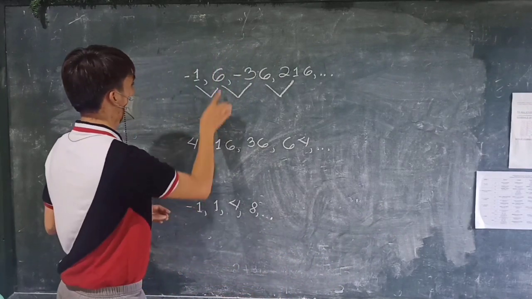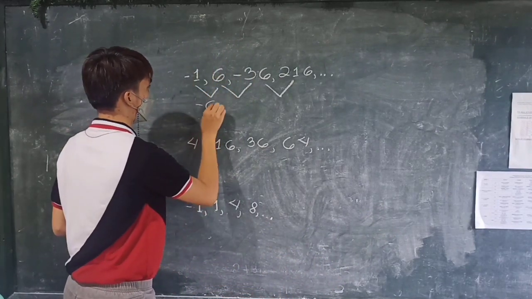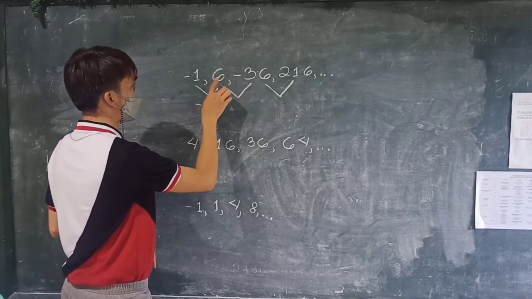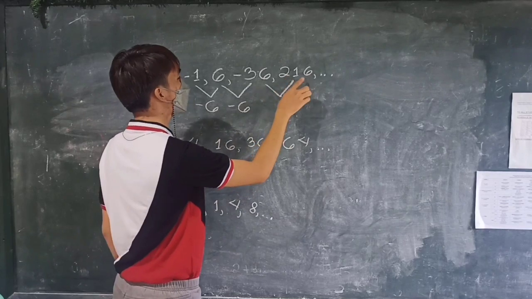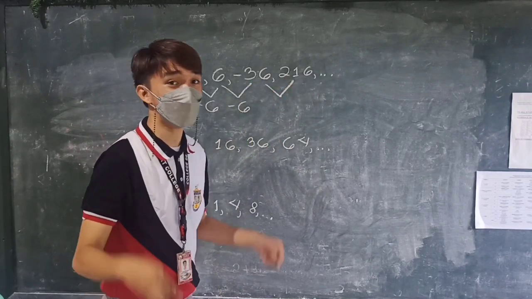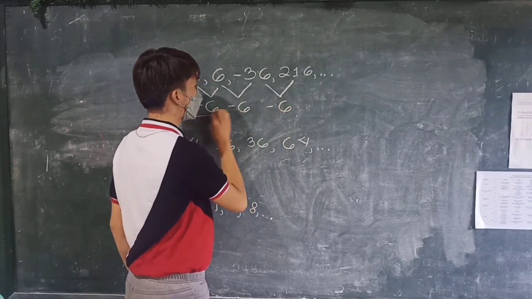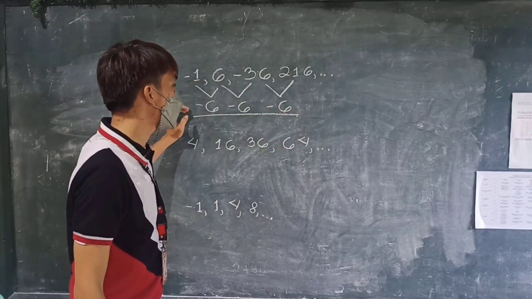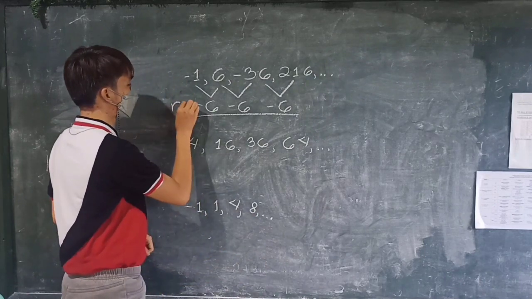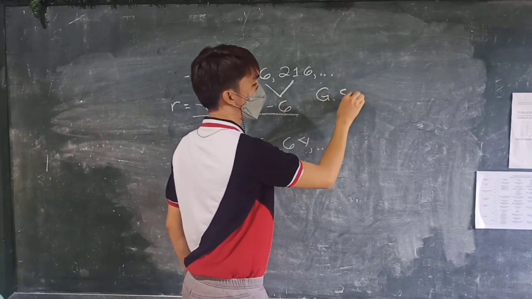So let's start. 6 divided by negative 1 is negative 6. Negative 36 divided by 6 is negative 6. 216 divided by negative 36 is negative 6. So as you can see, this sequence has a common ratio which is negative 6. So we can say that this is a geometric sequence.